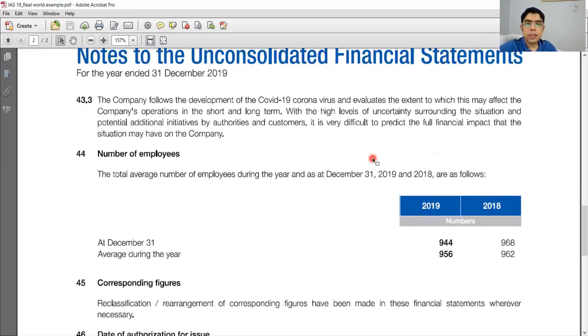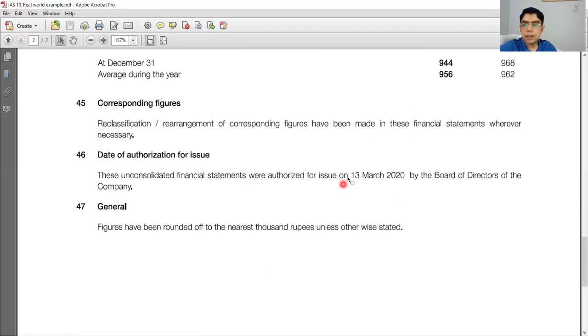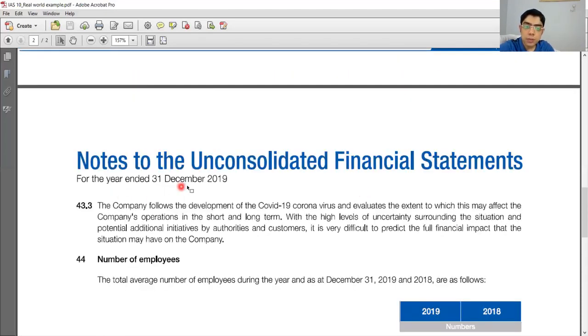The link between these two dates is that whatever events happen between 31st December 2019 and up till 13th March 2020, that is January, February, and up till 13th March 2020, whatever events happen, they may need to be reflected in the financial statements. I've used the words they may need to be reflected in the financial statements. By reflection in the financial statements means that they need to be somewhat depicted. They need to be somewhat incorporated in the financial statements for what year? For 31st December 19 accounts.